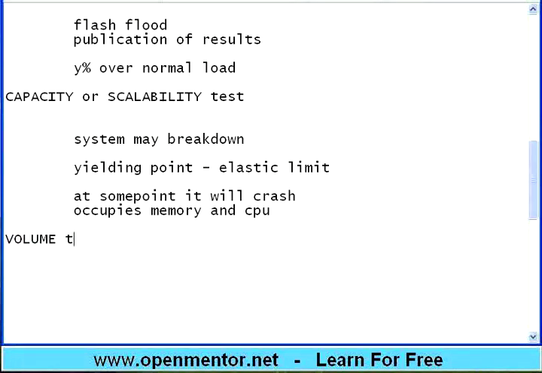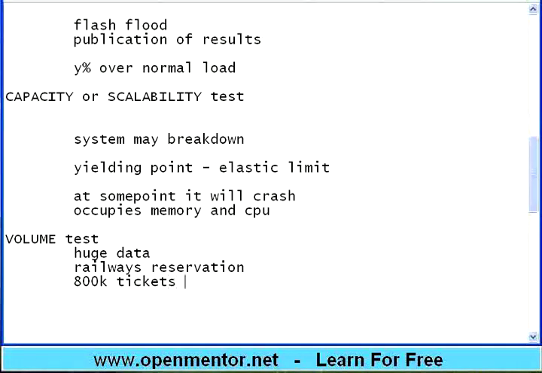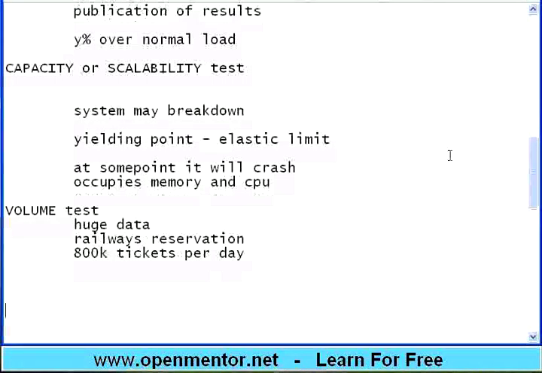There is another testing called volume test. That means huge data. Take Indian Railways reservation. In any given day, around 8 lakh tickets, that means 800,000 tickets, 800k tickets per day are booked. And the reservation is available for the next 60 days window. If you have 60 days into 800k tickets, the database will have millions and millions of records.